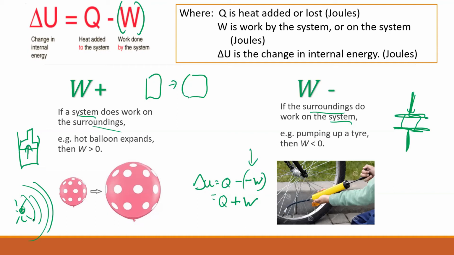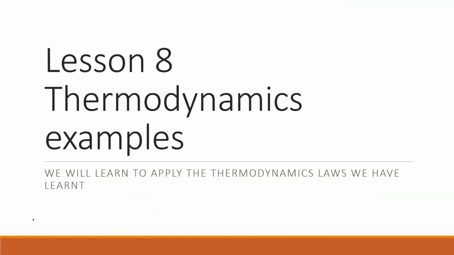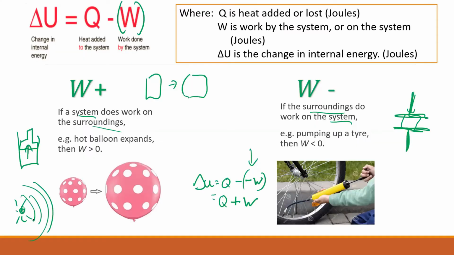Okay, so before I do that, are there any questions about this so far? Any queries? Anyone confused? When is W negative? When is Q negative? So on and so forth. Is anyone confused about W being negative, or are we all okay?